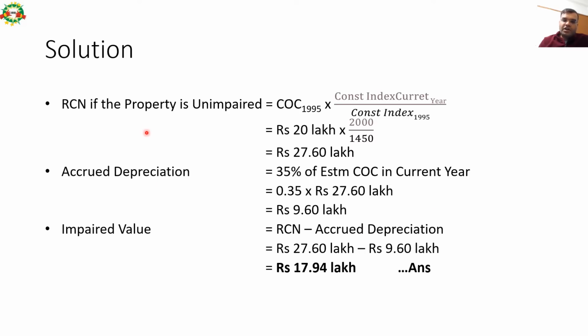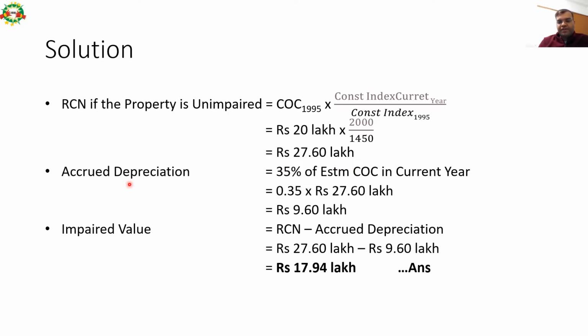So the RCN, if the property is unimpaired, is equal to the cost of construction in 1995, which is given as 20 lakh rupees, multiplied by the construction index of the current year, which is 2000 given in the question, and divided by the construction index of 1995, which is also given in the question, equal to 1450. Thus the RCN of the property, considering the property is not contaminated, is equal to 27.60 lakh.